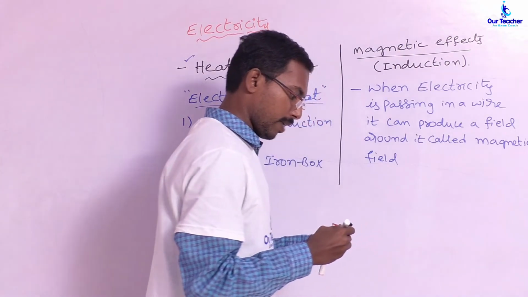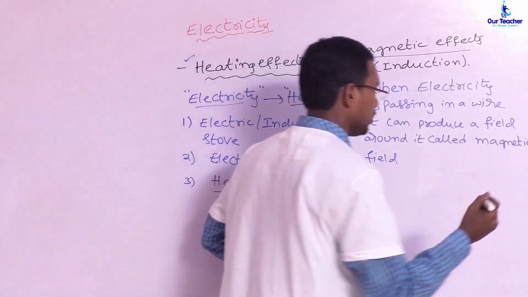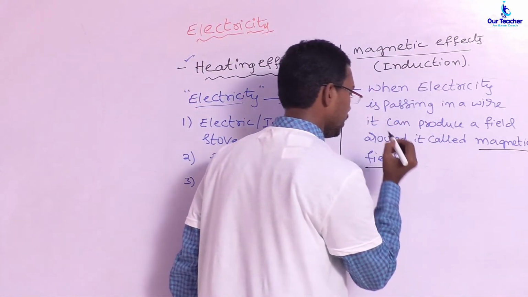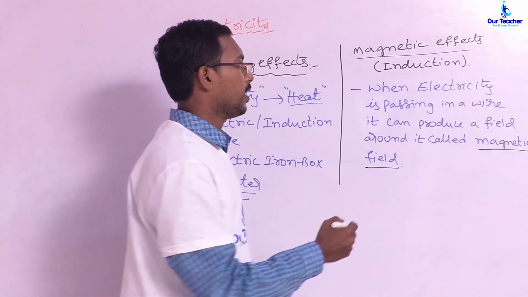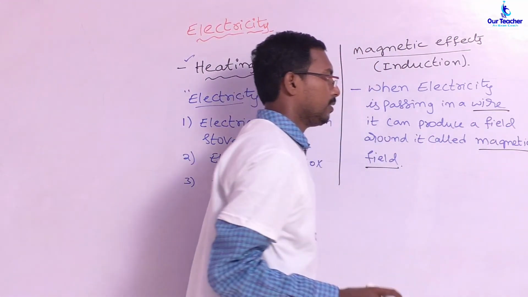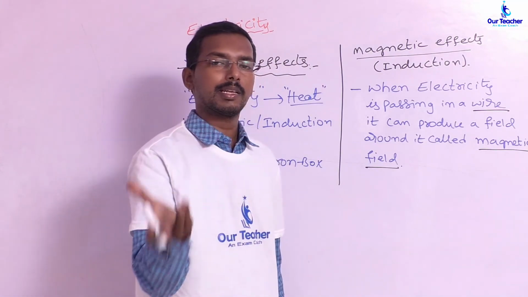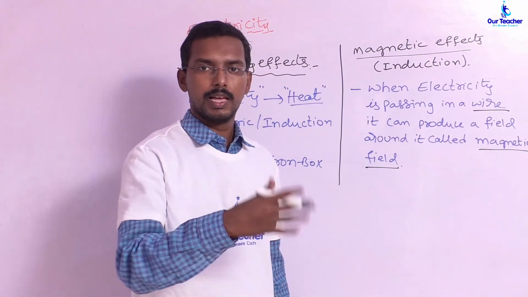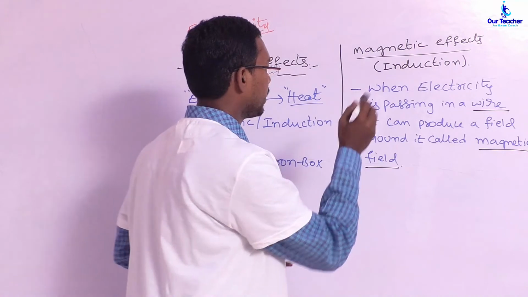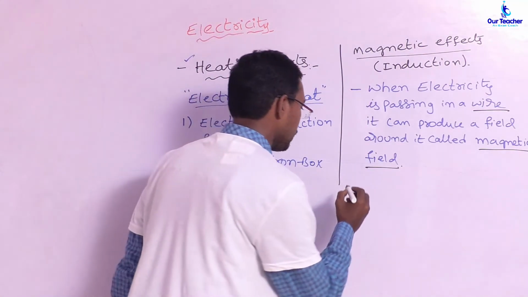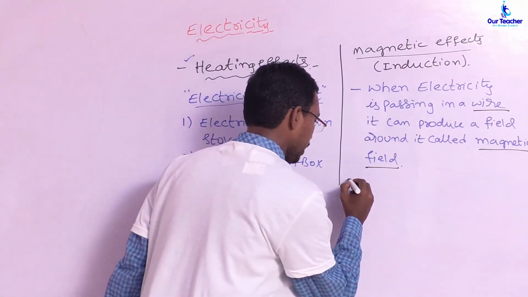Because of having this magnetic field, what is the advantage? Temporarily, the given wire will act as a magnet. It can attract any other magnet or magnetic materials around it. Okay, so these are the magnetic effects. And in the last one, we will start the topic of electric shock.